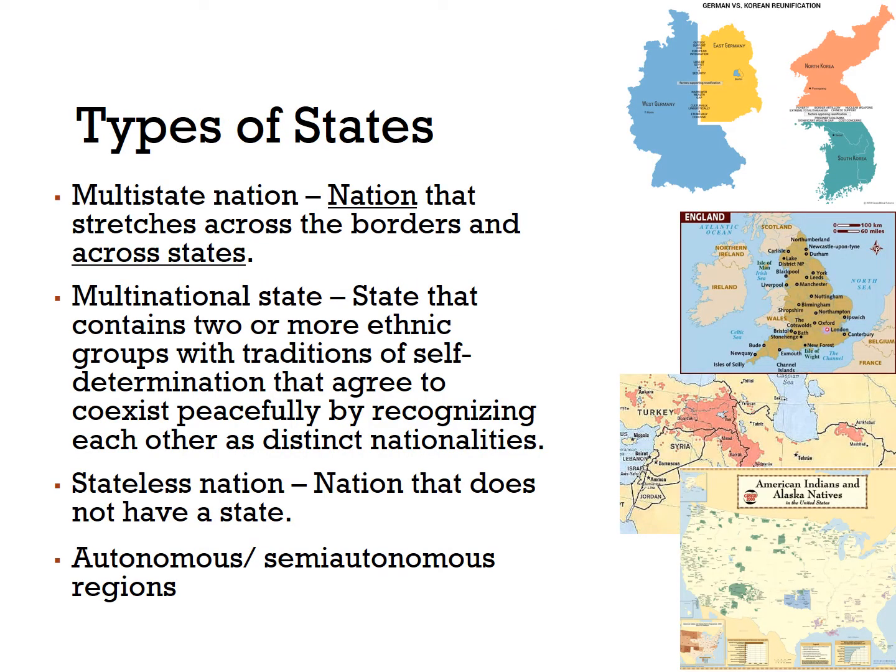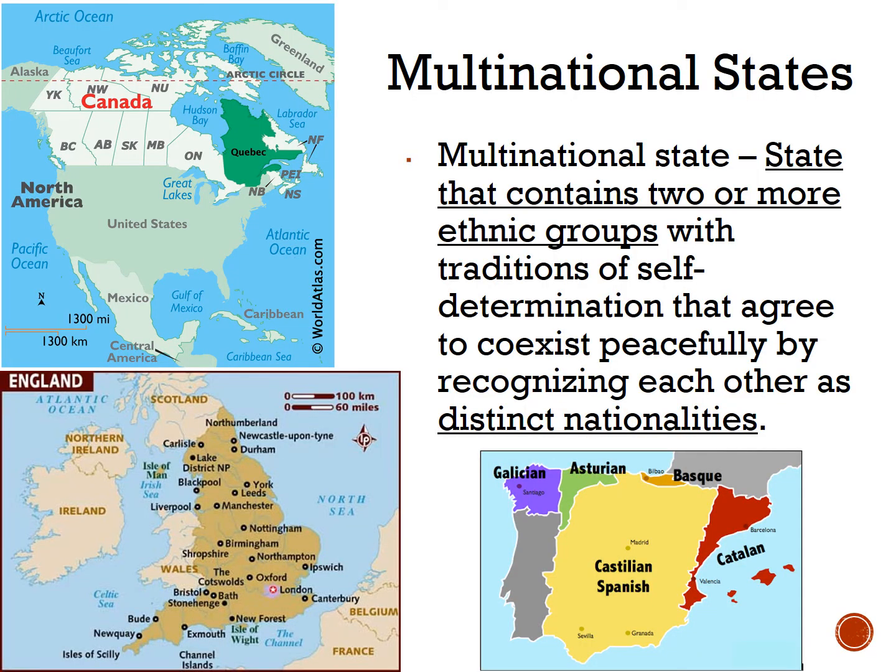A multinational state is a state that contains two or more ethnic groups with traditions of self-determination that agree to coexist peacefully by recognizing each other as distinct nationalities. So this is a single country that contains multiple nations.